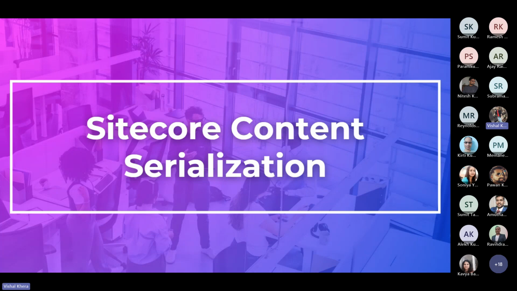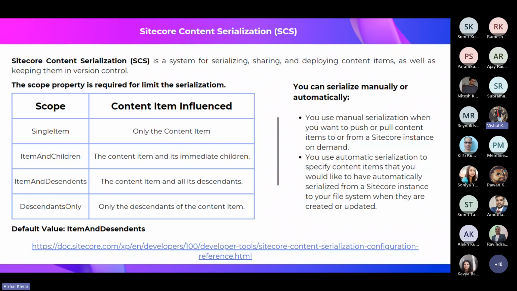Then we have the fourth one: Sitecore content serialization. As in the Sitecore 10 exam, there are some questions on serialization in this exam as well. You will get 3 to 4 questions on content serialization. Content serialization is a system for serializing, sharing, and deploying content items, as well as keeping them in version control. As you know, we use serialization for deploying content items from one environment to another, and we can keep them in version control.